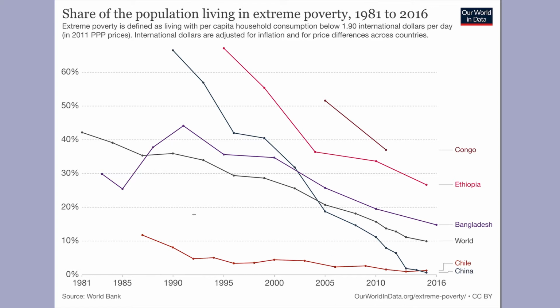So what we can see with Bangladesh is back in about 1983, the share of the population living in extreme poverty was about 30%. It decreased till 1985, and then it started increasing. Now, this point where the share of the population living in extreme poverty goes from decreasing to increasing, mathematically we call this a local minimum.